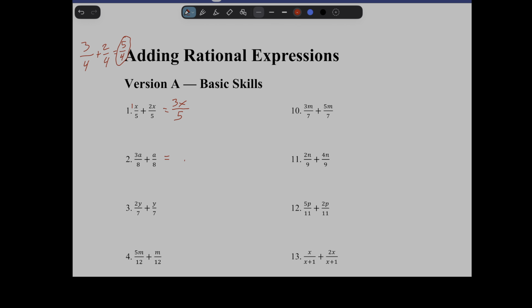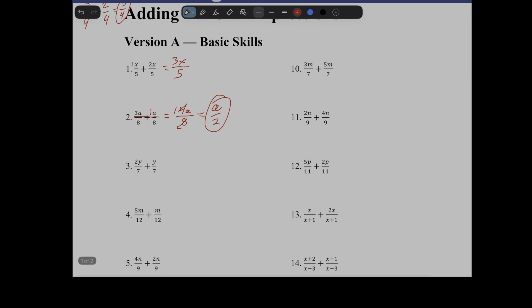Here, I have a common denominator as 8, and now I'm just going to add the top. And that's going to be 3a plus 1a is 4a. Now, once you're done and there's no more pluses or minuses, now you can just reduce anything that's left over. 4 will go in the 4 once, and 4 will go in the 8 twice, and I'm left with a over 2.